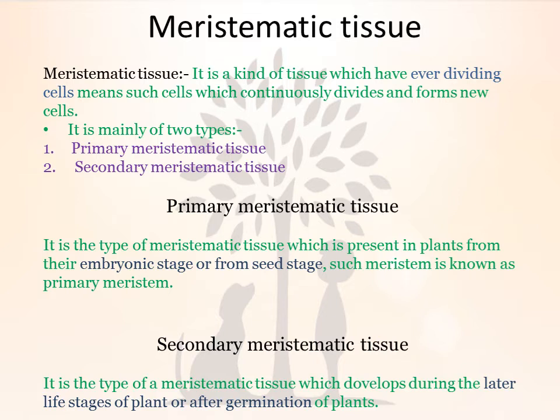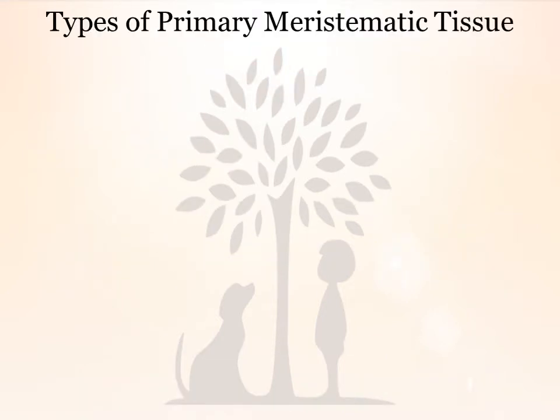So here is the definition: it is the type of meristematic tissue which develops during the later life stages of the plant or after germination of the plant. Okay friends, you can say after germination of the seed into a plant.